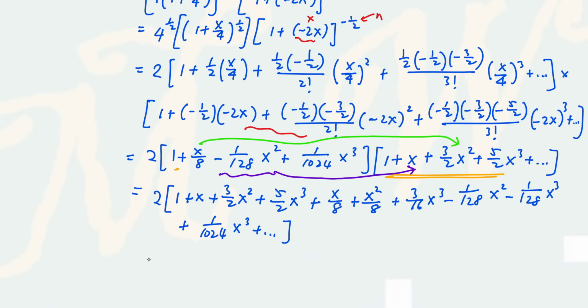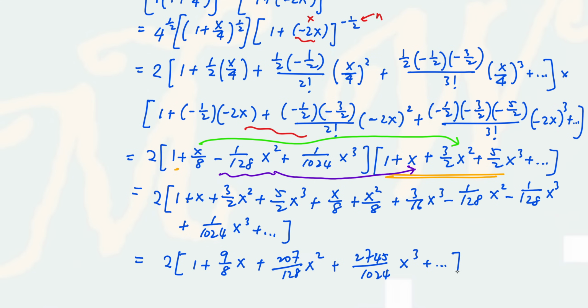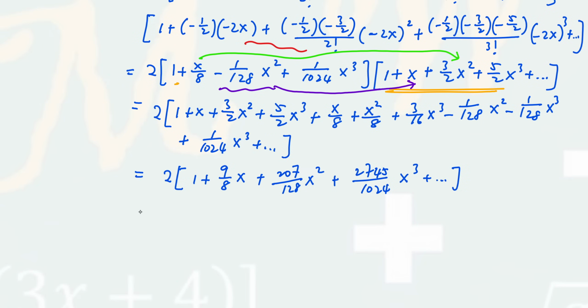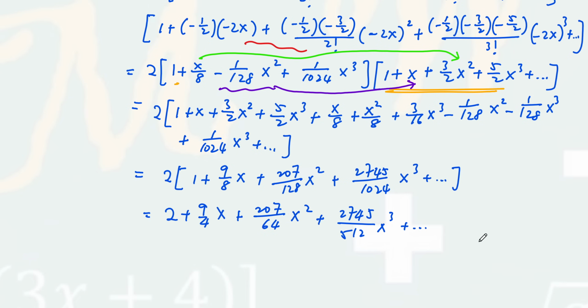Now, simplify all the terms inside the square bracket. So you will be getting 1 plus 9 over 8x plus 207 over 128 x squared plus 2745 over 1024 x cubed. So at last, all these terms multiply by 2. That is 2 plus 9 over 4x plus 207 over 64 x squared plus 2745 over 512 x cubed. Okay, so done for the expansion.